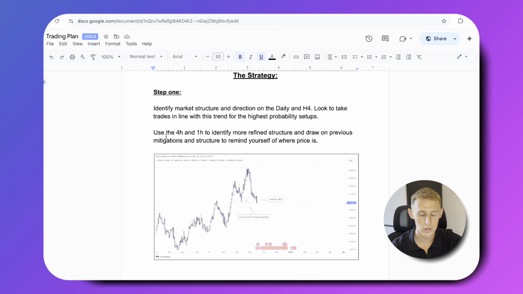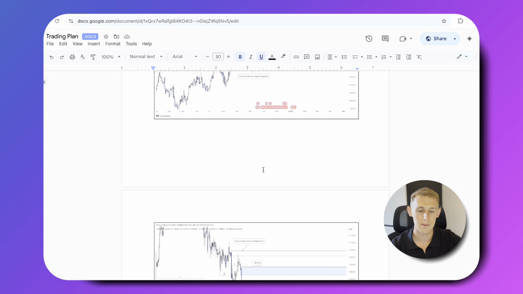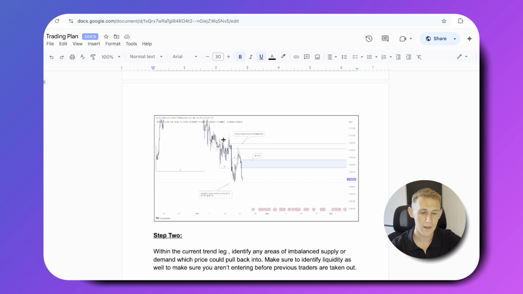Now, just to explain this idea of drawing on previous mitigations, what I exactly mean by that is, for example, if we have a bearish trend such as this one, I'm drawing on where price has previously reacted from a supply, or where it has previously swept liquidity from. This is just so we can more easily identify the trend and also where price is reacting from, so that when we come over to step 2 and 3, we can more easily identify the trading range, which is the range of prices where we're looking to sell or buy from.